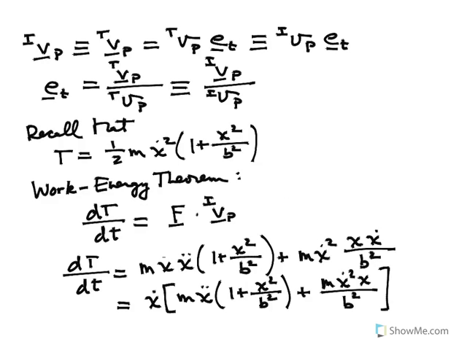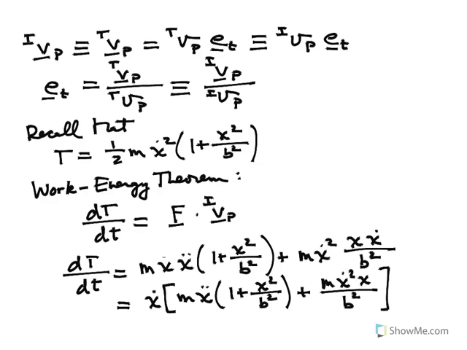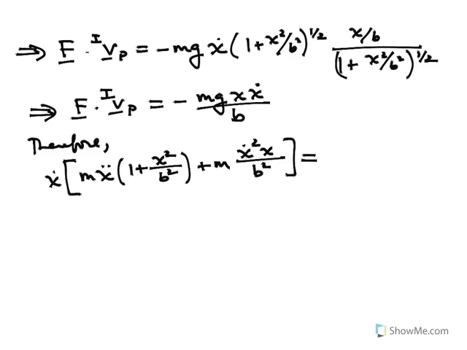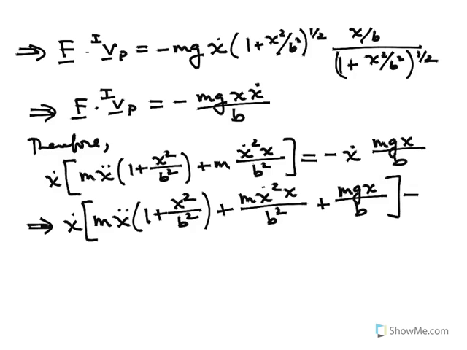So therefore, if we go back and gather up the rate of change of the kinetic energy, we have x dot times mx double dot times 1 plus x squared over b squared, and then we have plus m times x dot squared x over b squared, and that has to equal minus, and I'm going to pull out the x dot, mgx all divided by b. So then this gives x dot times mx double dot times 1 plus x squared over b squared plus m x dot squared x all divided by b squared plus mgx over b equals 0.